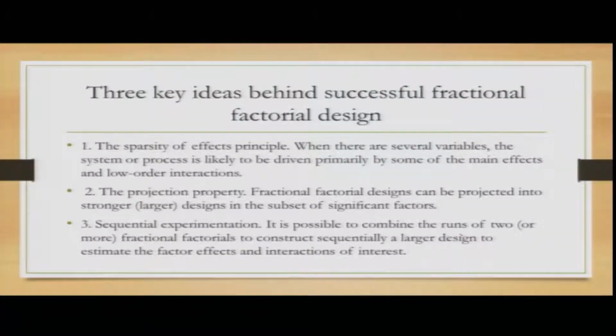Sequential experimentation means it is possible to combine the runs of two or more fractional factorials to construct sequentially larger designs to estimate the factor effects and interactions of interest. So, that means if you consider the factors A and B, the level of significance from the point of view of the sum of squares is coming out to be very small, but once we combine A and B, or we combine A, B, C or whatever it is, the effects would come out to be much more significant, hence we should definitely not ignore them.